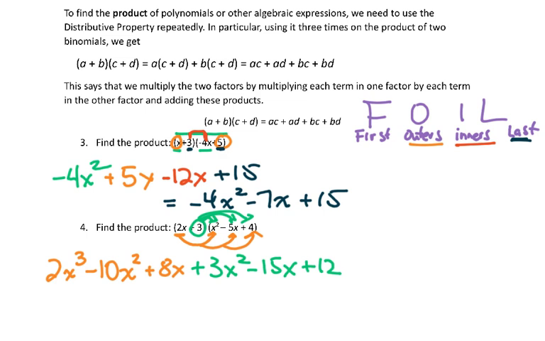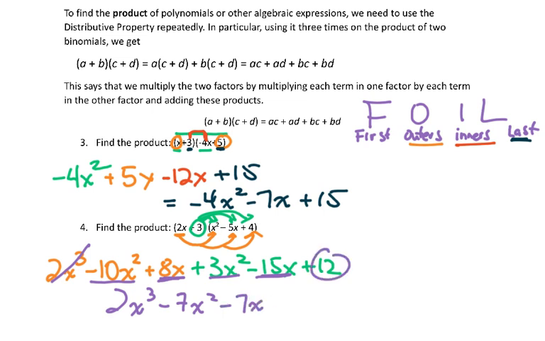Now, just like we did with our adding and subtracting, we need to combine like terms. So my 2x cubed is all by itself. I've got a negative 10x squared and a 3x squared, which will give me a negative 7x squared. Then I've got an 8x and a negative 15x, right? That's a negative 7x. And finally, my plus 12 is all by itself. And that's our final answer.